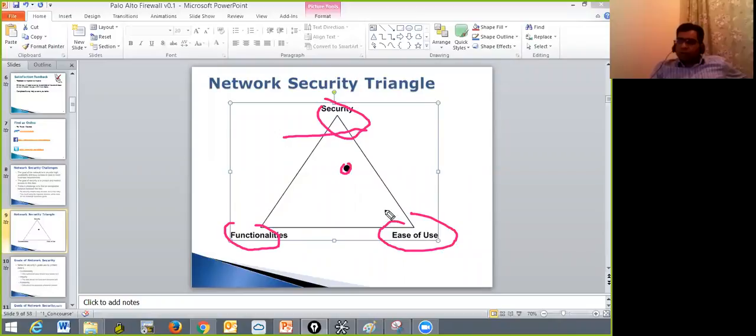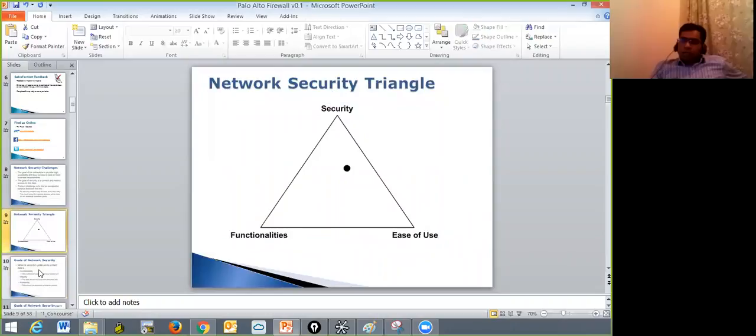If I put the ball too far toward ease of use, somewhere here, it means that I'm far away from security and far away from functionality. Clear, guys? Any question at this stage? Okay. Good, thank you, Tam.